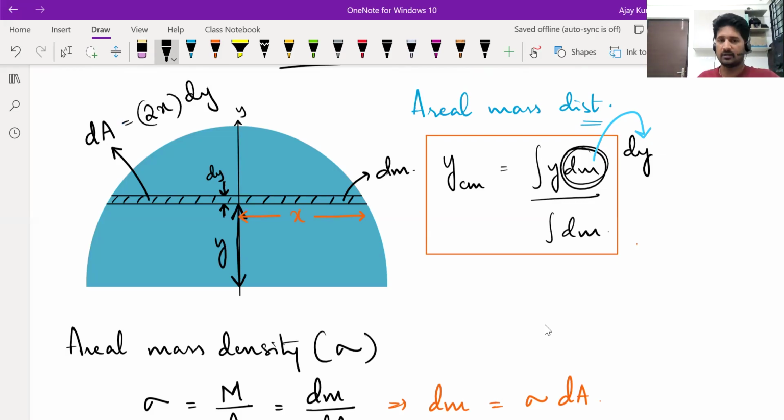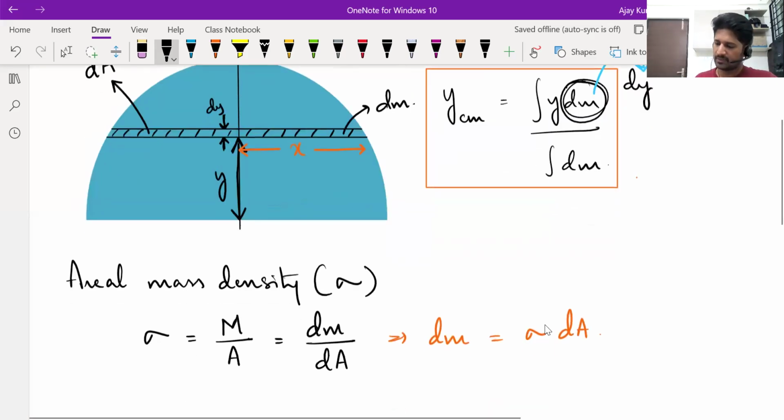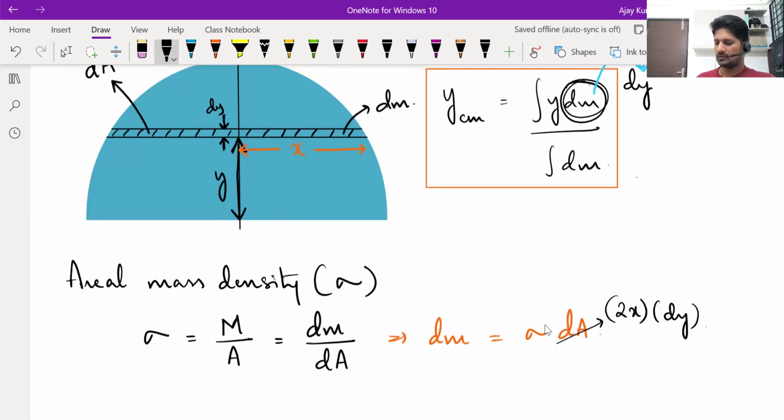Now we are getting somewhere. We are able to express area in terms of dy. And if you can express area in terms of dy, you will be able to express mass in terms of dy. But still, we are not ready to integrate it yet. We got dm in terms of dy, that's fine. But in that process, we have introduced another variable, x.